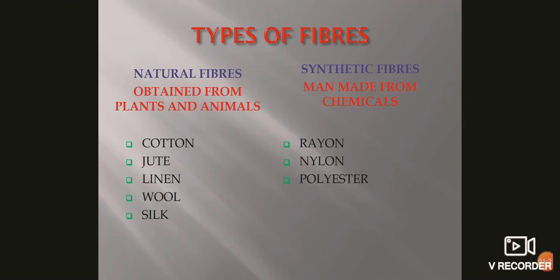Types of fibers. There are basically two types of fibers: natural fibers and synthetic fibers. Natural fibers, as the name tells you, are obtained from plants and animals. Cotton, jute, linen are some of the plant fibers, whereas wool and silk are some of the animal fibers. Synthetic fibers, on the other hand, are man-made from chemicals, basically petroleum products. Rayon, nylon, polyester are some of the synthetic fibers.